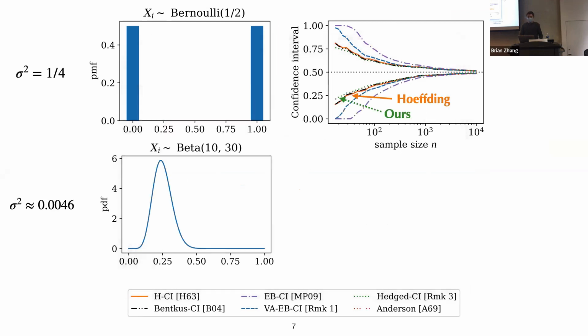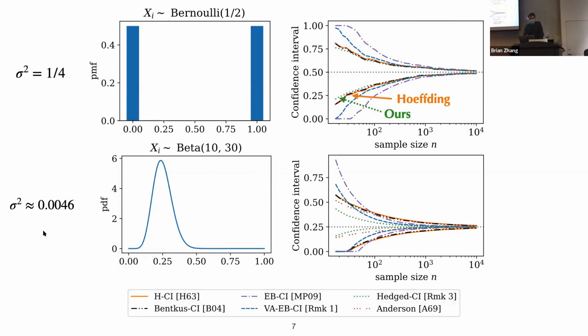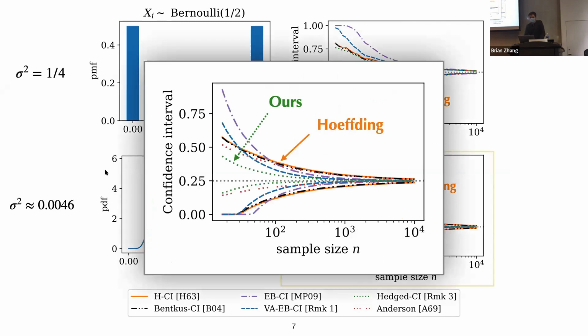The story changes when we have this really small variance distribution that has a variance of 0.0046. If we zoom in on this, you see Hoeffding doesn't change, right? Because the width of that doesn't actually change depending on what the true variance is or what the empirical variance is, whereas ours is able to adapt to the variance and greatly outperform Hoeffding and also these other bounds that we considered in the literature. Okay, so this is basically the punchline for all these fixed time confidence intervals.